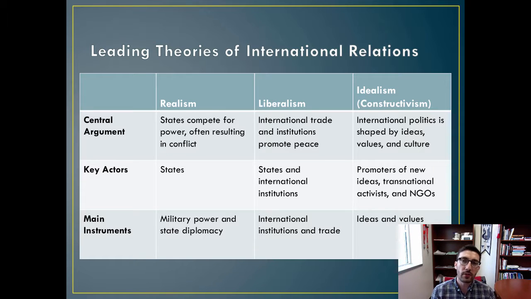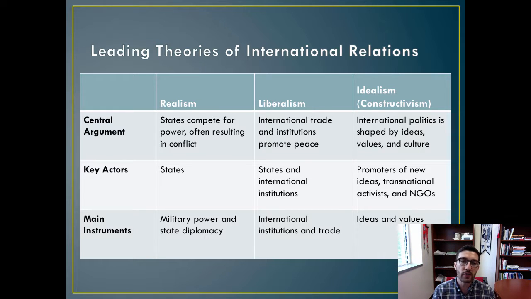So unlike realists who think that the state of nature in the international system is, to paraphrase Thomas Hobbes, nasty, brutish, and short, for liberals, states actually work together far more often than they engage in conflict with one another. So we can see how institutions which facilitate greater interactions between states lead to more peaceful ends and more cooperative situations. The key actors for liberals are both states and international institutions.